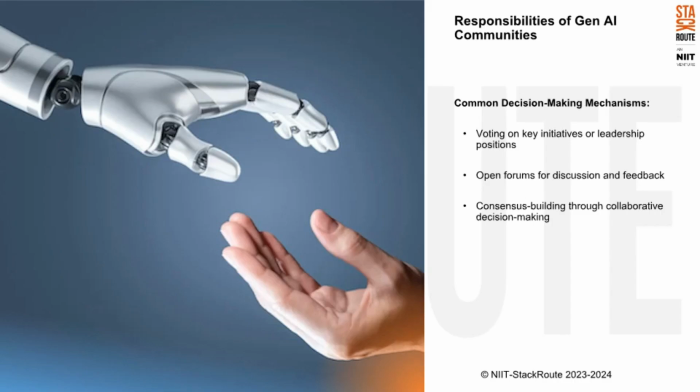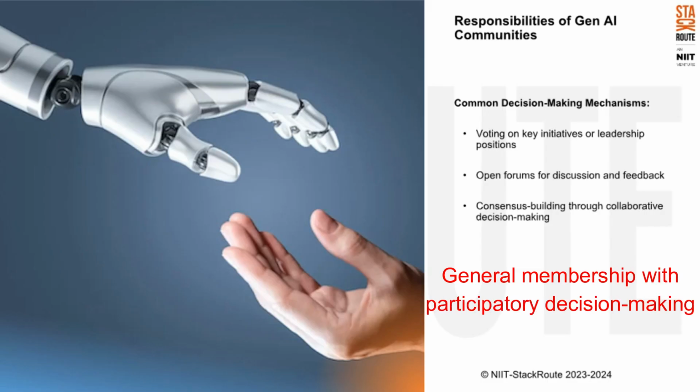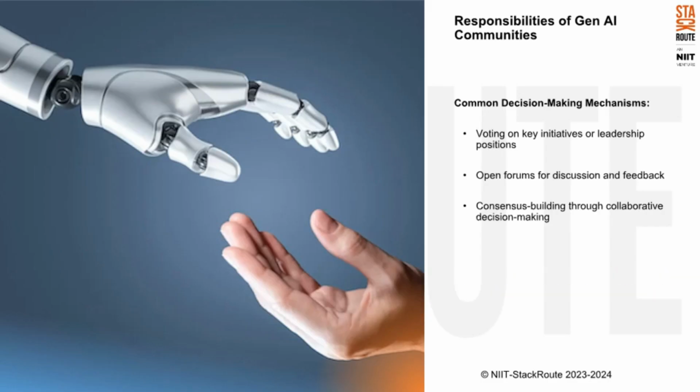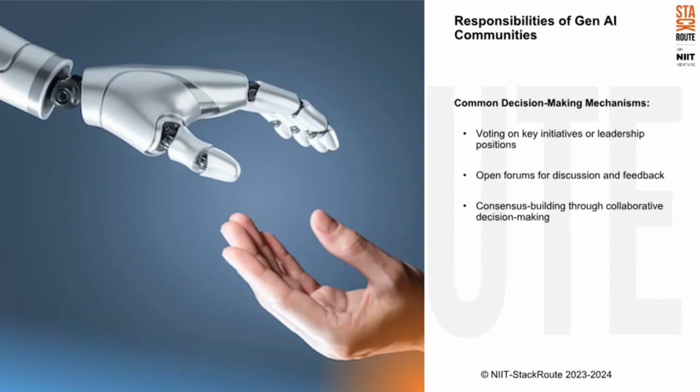Examples of organizational structures are executive leadership roles, president, vice president, etc. Working committees focused on specific areas: research, ethics, education. General membership with participatory decision-making. Decision-making processes. Transparent and inclusive decision-making is crucial for the success of GenAI communities. Various decision-making processes are implemented to ensure that the community's actions align with its goals and values. This might involve voting systems, consensus-building approaches, or a combination of both.